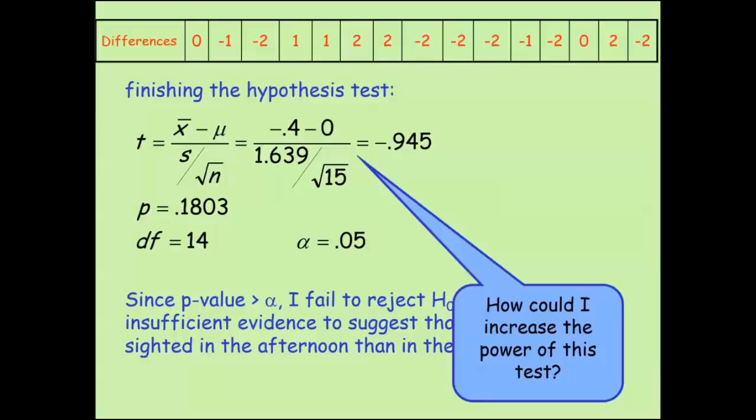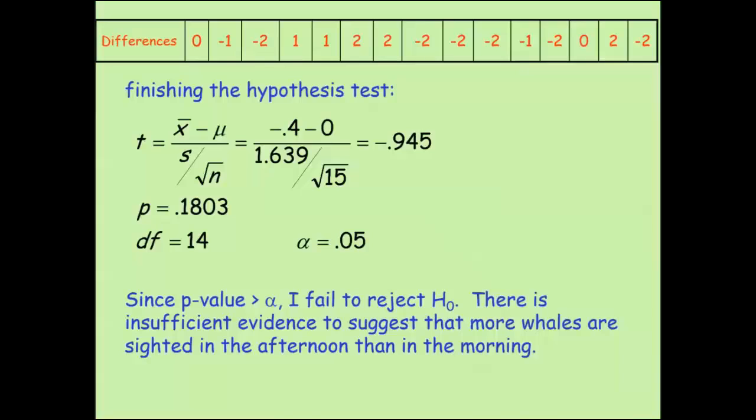How could we make this a stronger conclusion? We failed to reject. The p-value is pretty insignificant, being 0.18. But if we had a larger sample, maybe we'd be able to have a stronger conclusion. Anytime we increase sample size, it has an impact on how accurate we can make our predictions.